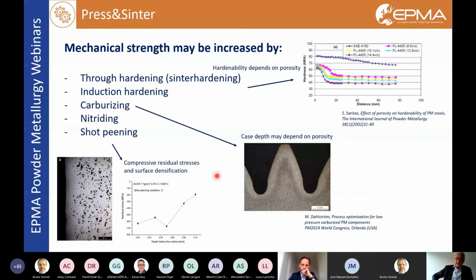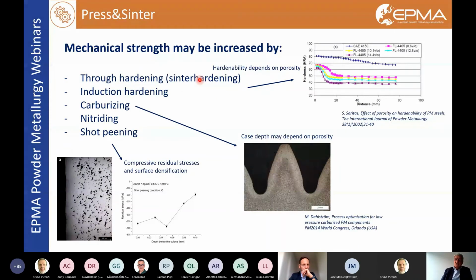All the properties I showed before were relevant to sintered material. Mechanical strength may be increased by using all the treatments and operations we have in steel technology. For instance, the mechanical strength may be increased through hardening and sinter hardening.